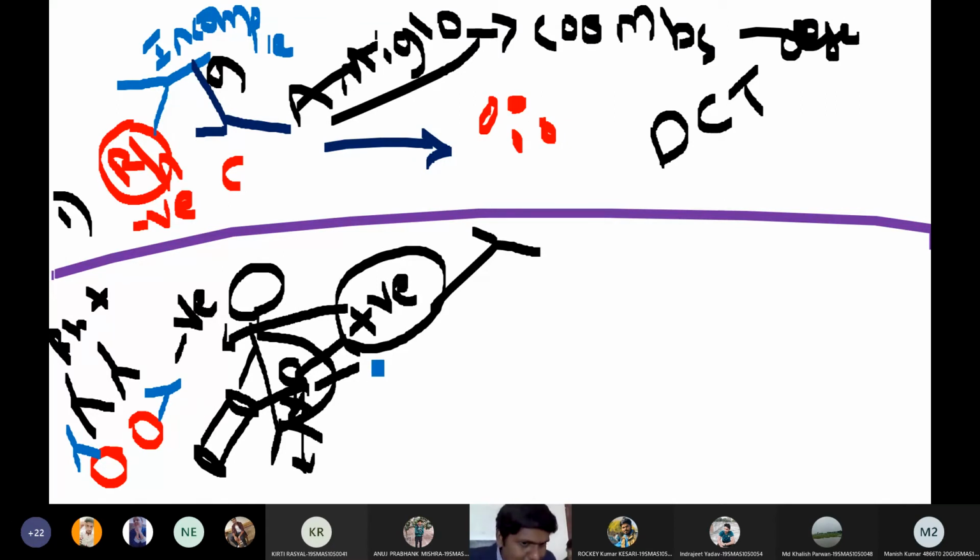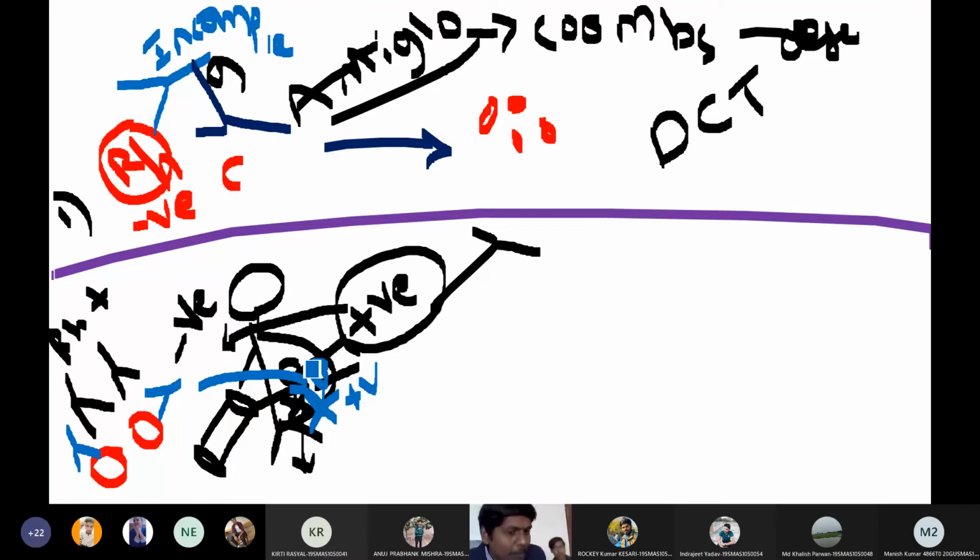Now this mother once again became pregnant. Now the second time also the mother has a baby. Unfortunately, the second baby is also a positive blood group baby. Will you agree or not? Will the mother's blood enter into the fetal circulation or not?